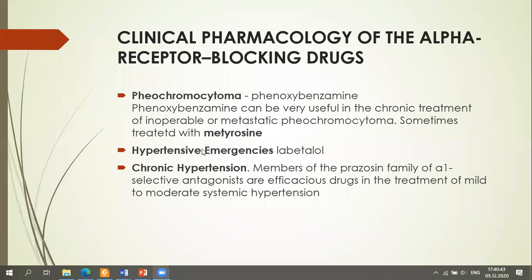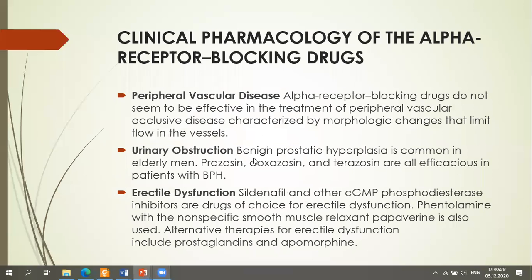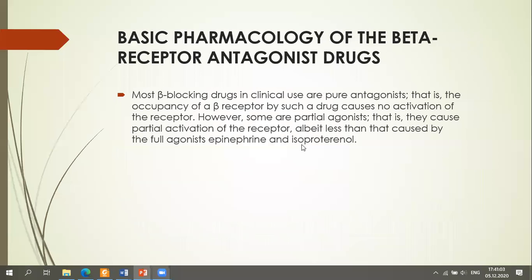Now, hypertensive emergencies. For the hypertensive emergencies, labetalol is used. And for chronic hypertension, the prazosin family is used. Members of the prazosin family, another one. Now, all of these parts we have already learned. We are continuing with our beta receptor antagonist drugs.